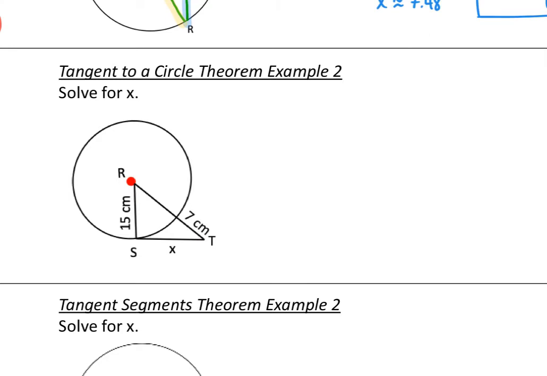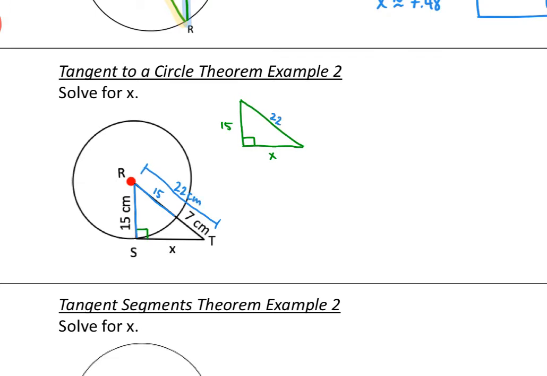Using what we did in the previous problem, I have my right triangle here based on the tangent to a circle theorem. I'm just going to redraw it here. This is 15. This is x, and remember, this part right here is also 15, since my radius is 15. So the entire length of this hypotenuse is 15 plus 7, which is 22 centimeters.